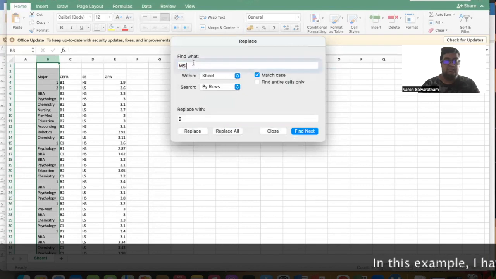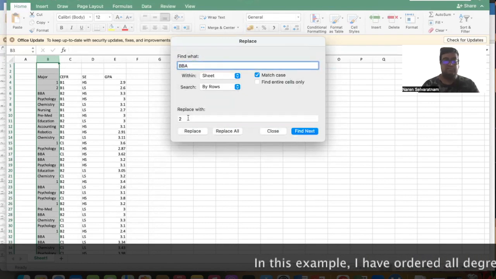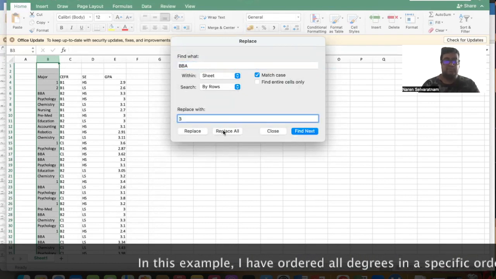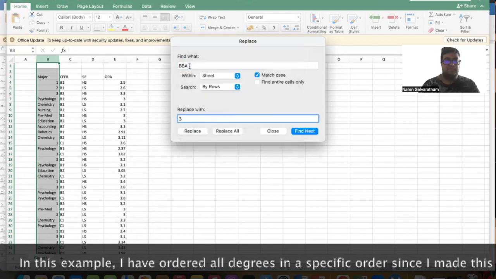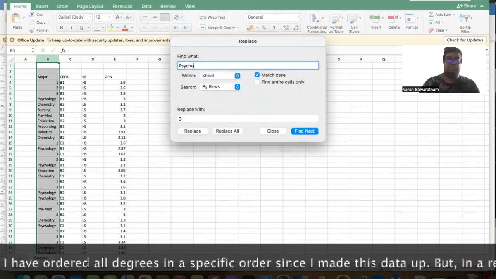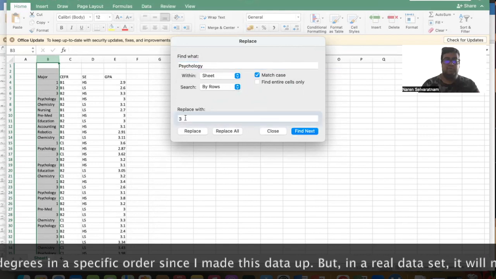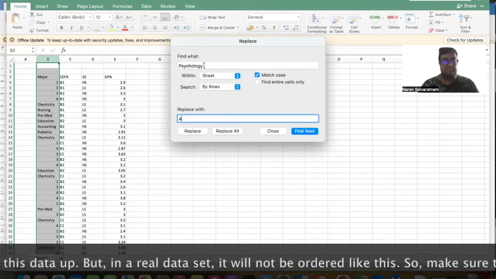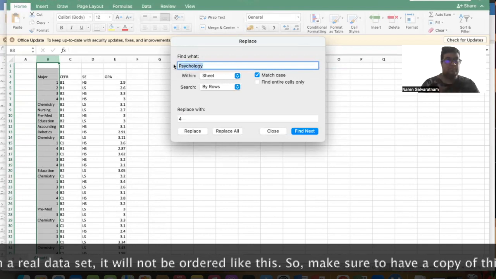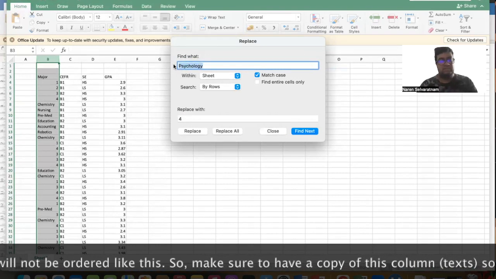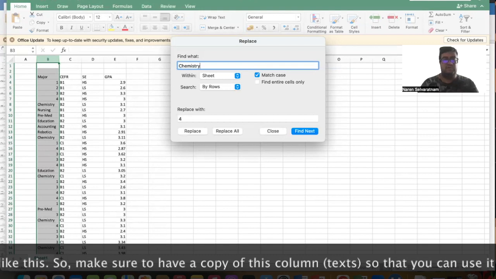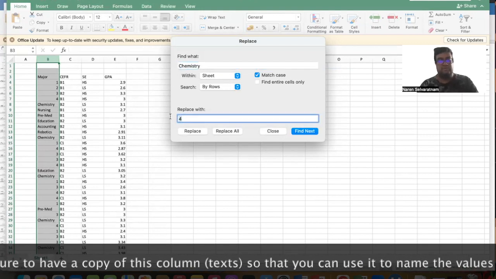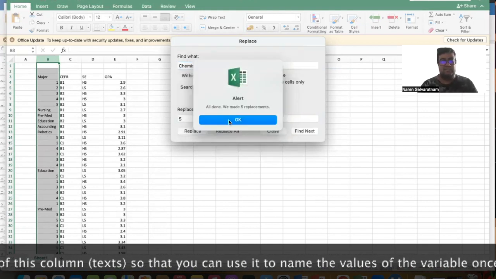And then BBA is going to be 3. Okay, replace. Psychology is going to be 4, like this. And then chemistry is going to be 5, like this. I'm going to replace that as well.